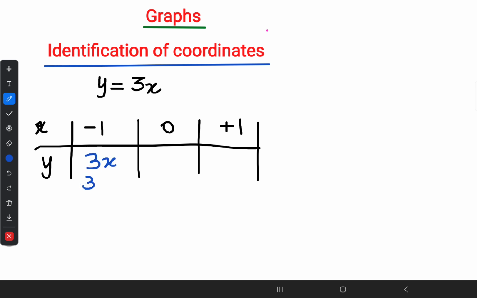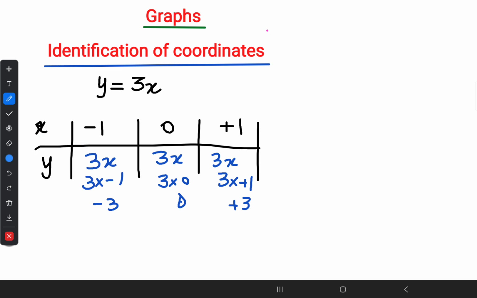So 3 times x, in this location, the x value is -1. Instead of x, you should substitute -1. 3 times -1 would be -3. Next coordinate, when x is 0, y would be 3 times 0. 3 into 0 will be 0 again. When x is +1, y would be 3 times +1. That means the y coordinate would be +3.